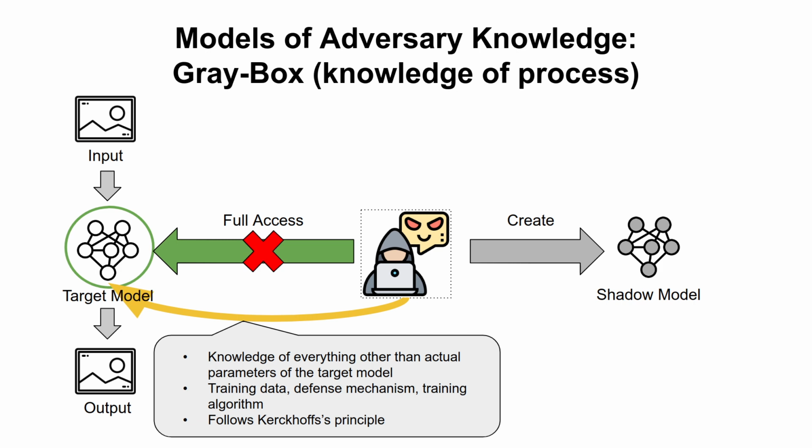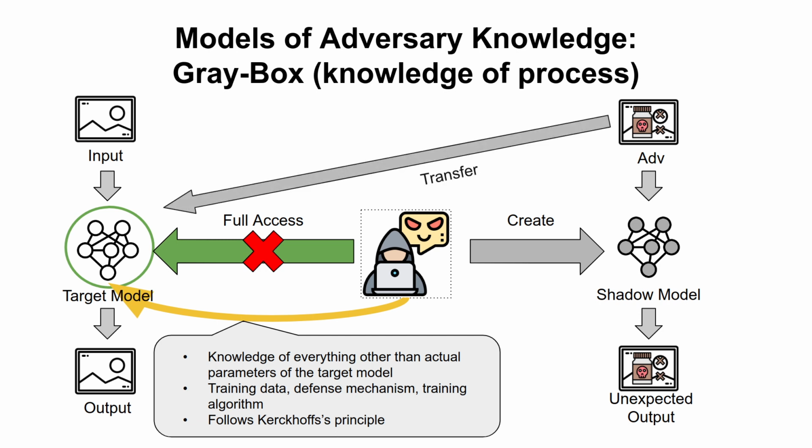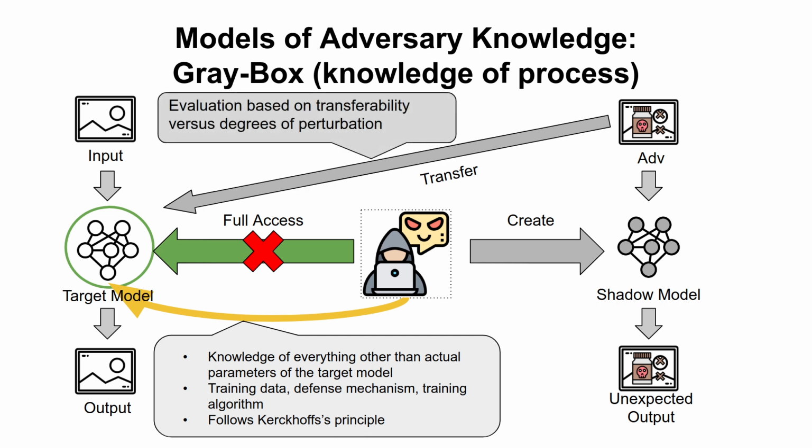model, which behaves similarly to the targeted model. Then it uses a white box attack algorithm to generate the adversary example, and tests how likely the adversary example can be transferred to the targeted model. Since the more noise added to the benign image, the more likely the adversary example can be transferred to the targeted model, our evaluation is based on transferability versus degree of perturbation.